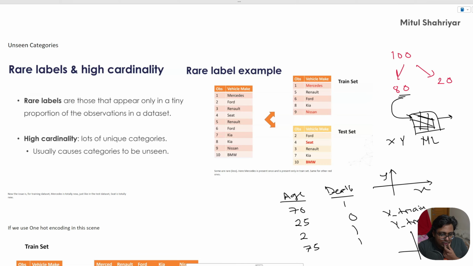And for 25, it is 0 as well. But for 70 and 75, assume it's 70, the value for y is 1. For 75, the value is 1, obviously it is 1 for the y-axis. Okay, that's how things work. So 2, 25, 70, 75, right? These are the things.